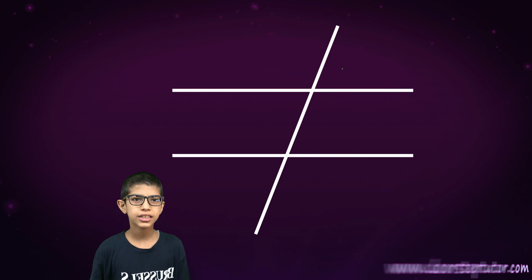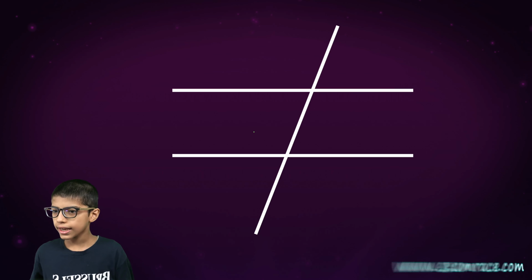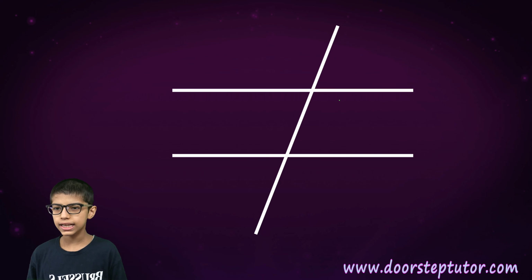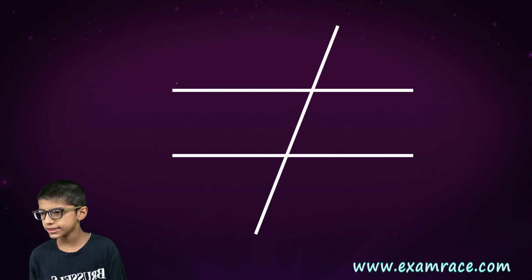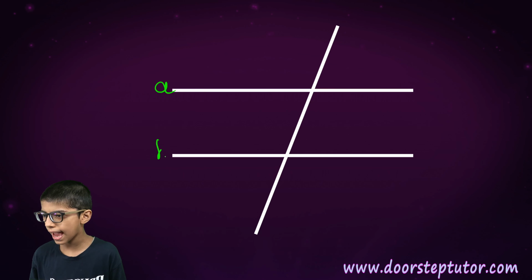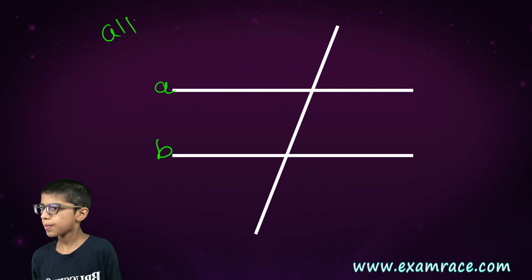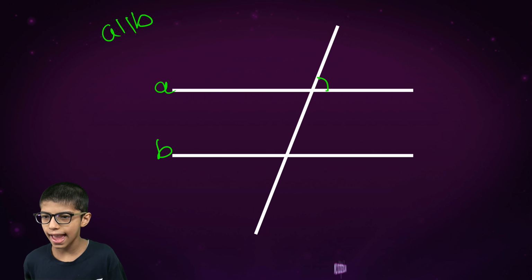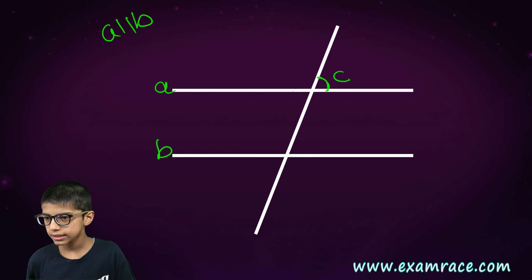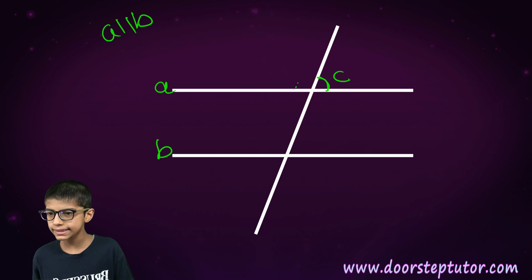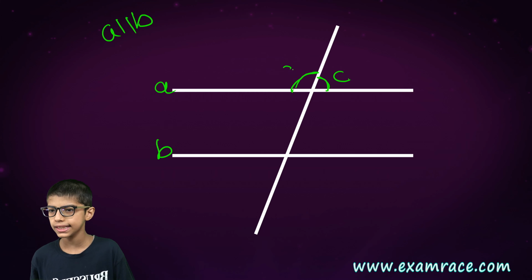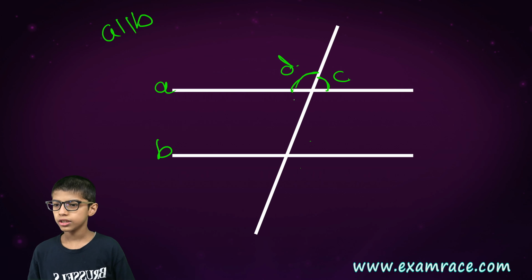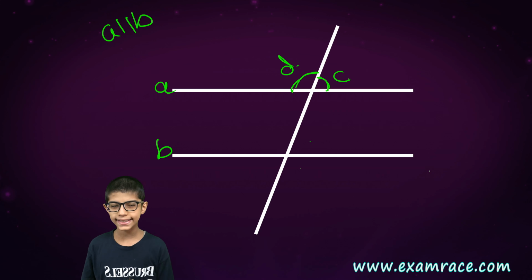Now, let's learn a very interesting thing. Here, a transversal cuts two parallel lines. These two are parallel lines, A and B. A is parallel to B. Now, if this angle is C and this angle is D, then we have to find all the other 6 angles. How would we find them?